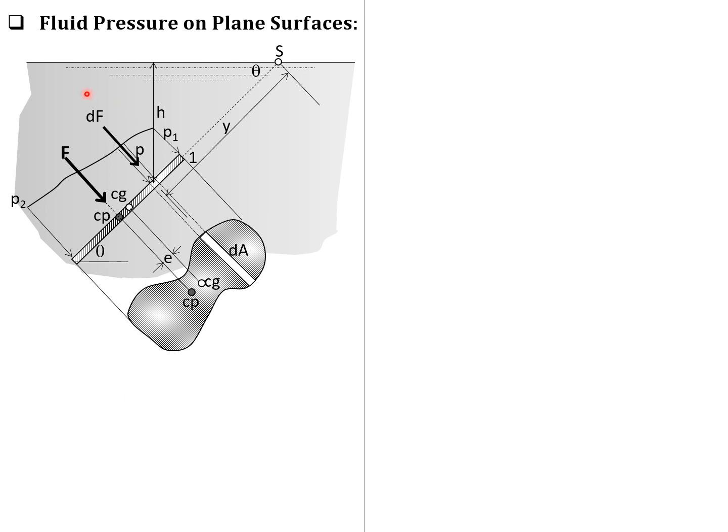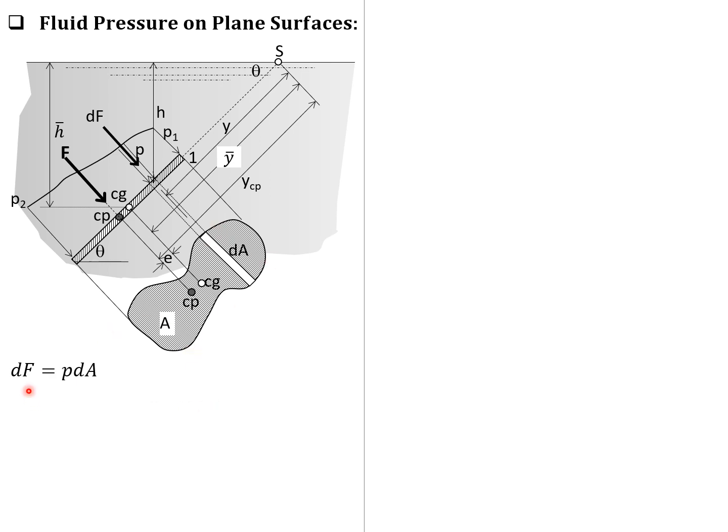So first, let's derive the general expression for F. We begin with this differential force, which is equal to intensity of pressure times dA. By the way, the distance of CG to the liquid surface S along the plane is denoted by barred Y, and the distance of CP along the plane to point S is Y sub CP. So the vertical distance of the centroid of area to the liquid surface is denoted by barred H. So the total area is A.